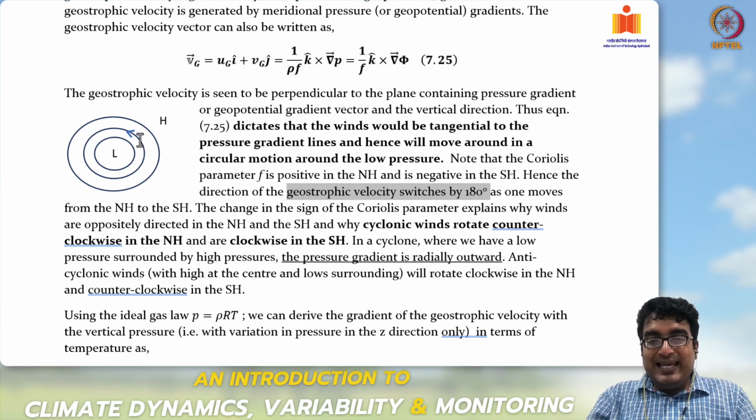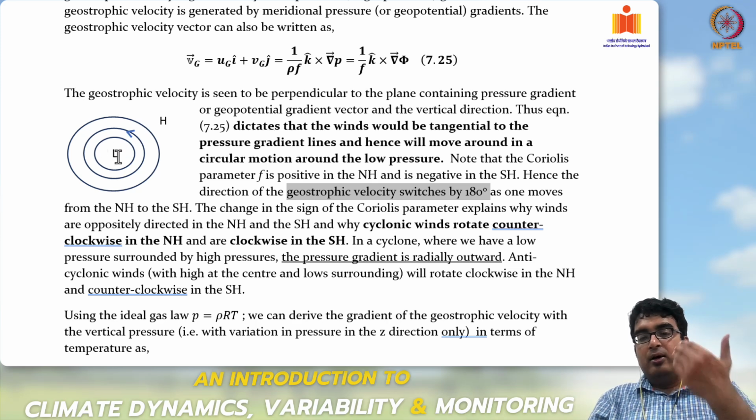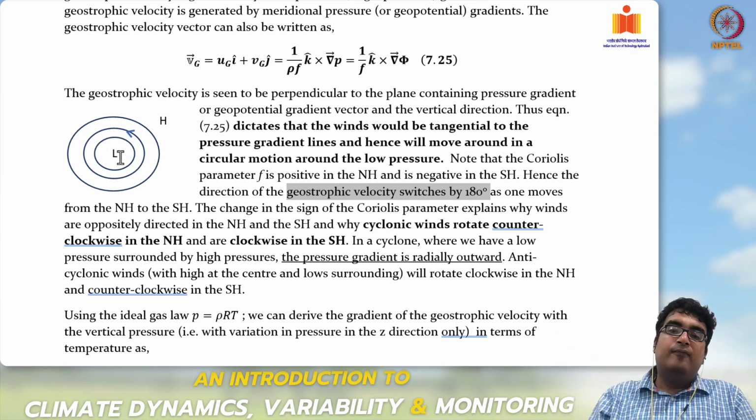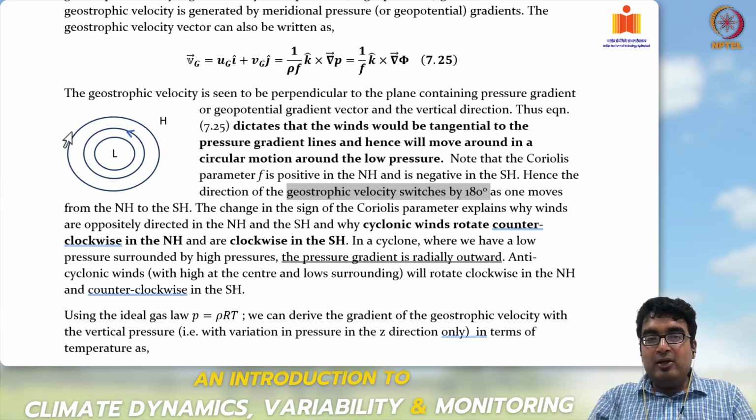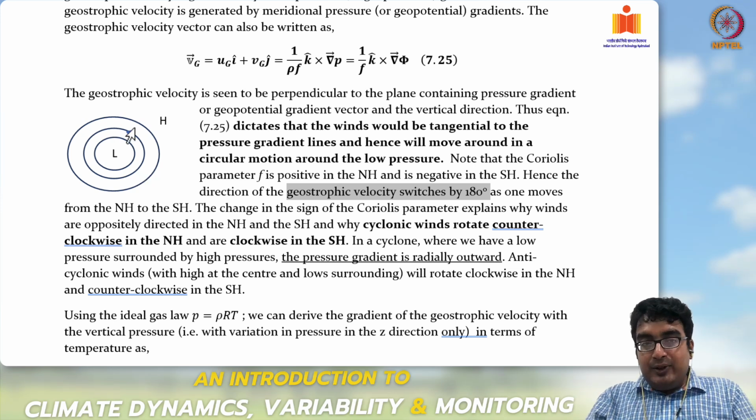But what we see here is then, because the gradient is radially outwards and the k vector is coming out of the page, by the right hand thumb rule, you are getting counterclockwise rotation of the geostrophic winds in the northern hemisphere. In the southern hemisphere, it's a negative of that, so it will be left hand thumb rule. So it will be clockwise rotation of the winds in a cyclonic circulation.